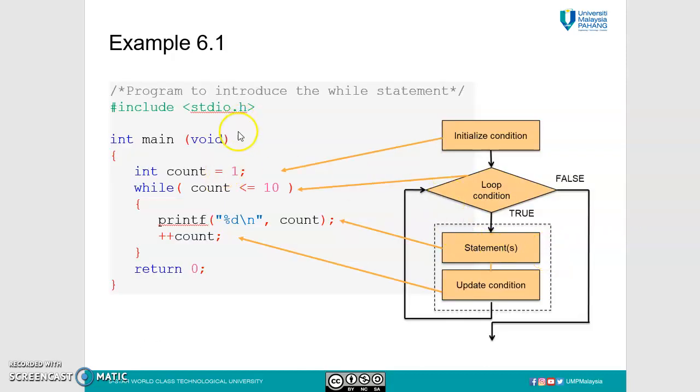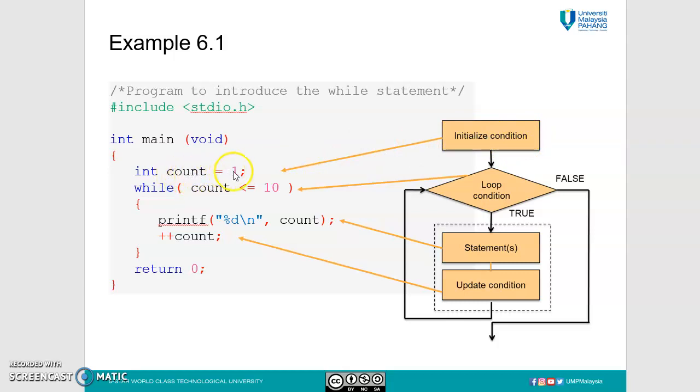Okay, so this is example 6.1. In this example, we have one variable which is an integer. So we do the declaration, and this declaration also means that we initialize the condition. We initialize the condition of count.